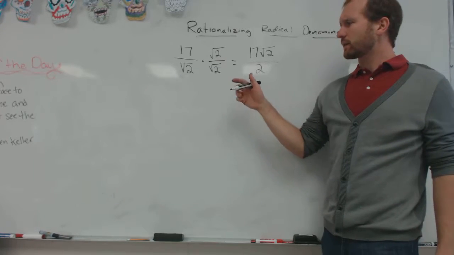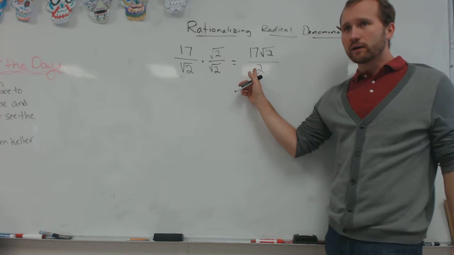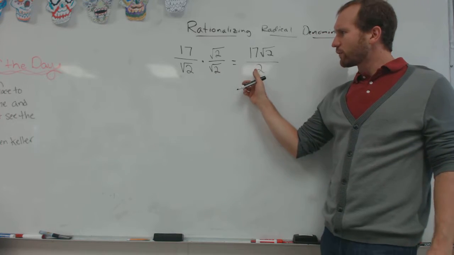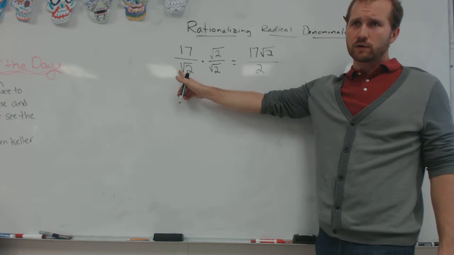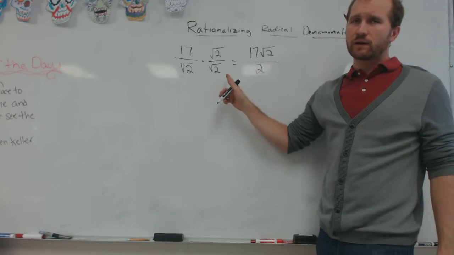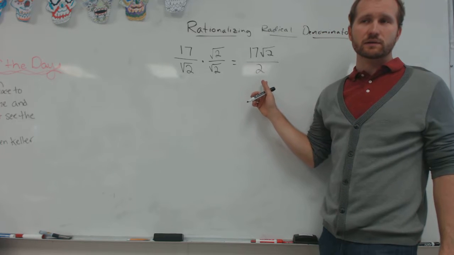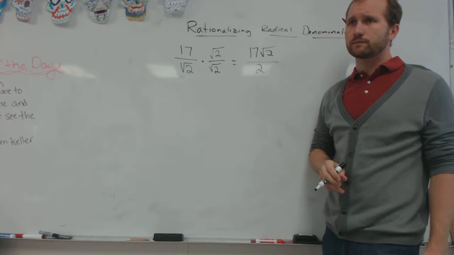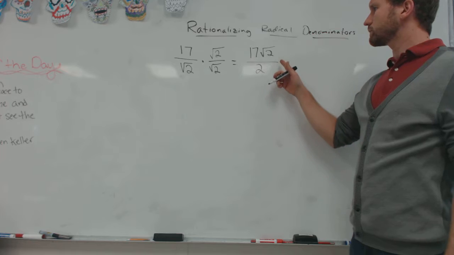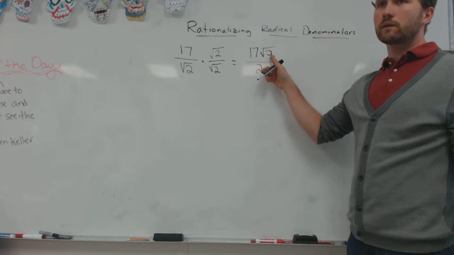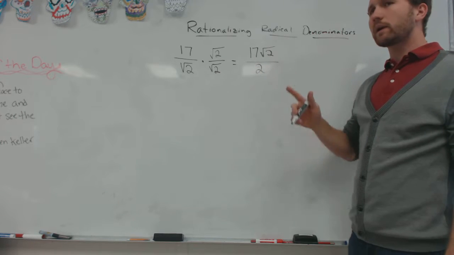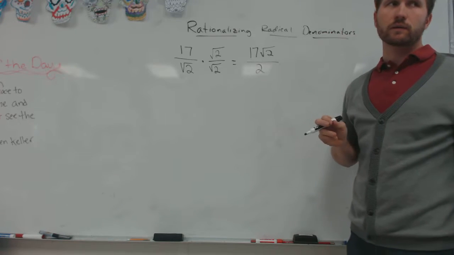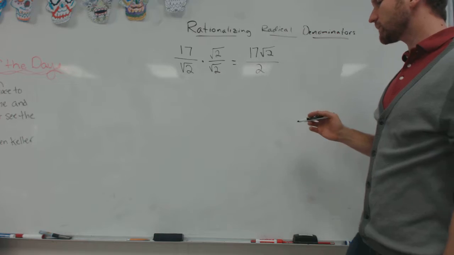A common mistake would be to put 4 here, right? Because you think, oh, 2 times 2 is 4, but remember the square root of 2 times the square root of 2 is the square root of 4, which is 2. So it's okay if you have a radical in the top. It's totally fine to have a radical in our numerator. We don't want it in our denominator. For today, we're just going to leave it at that.